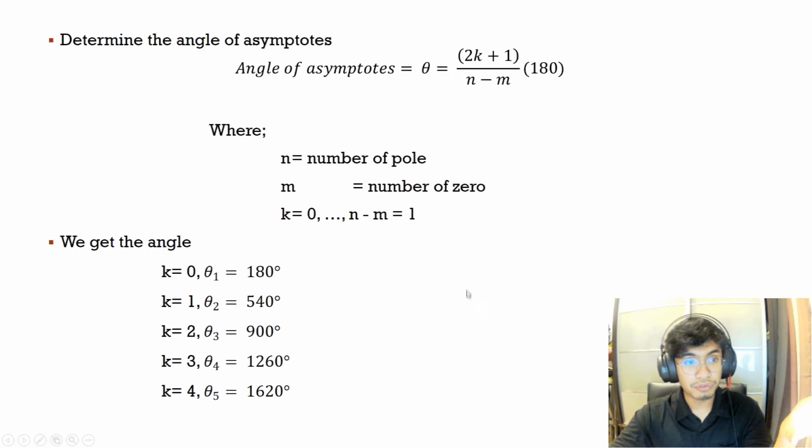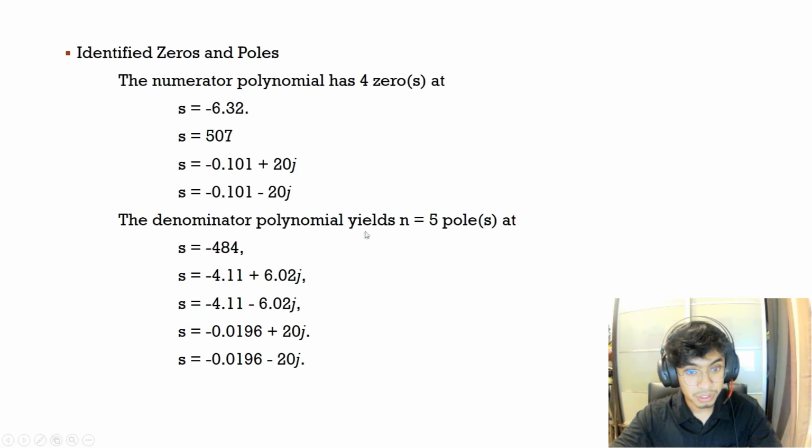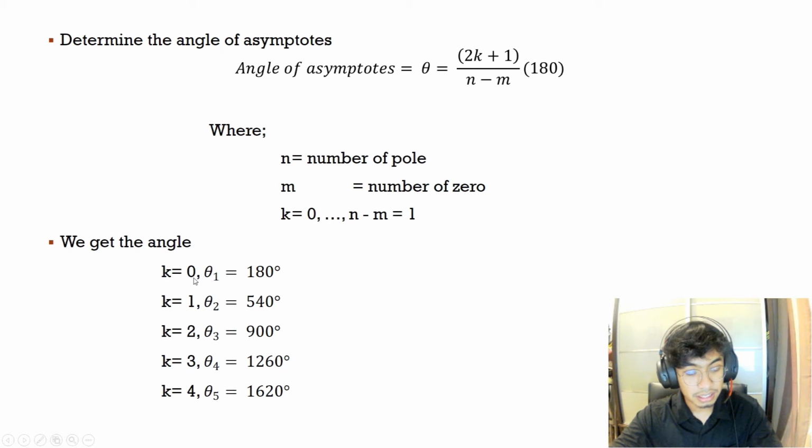Okay, next, after we find the asymptote, we need to determine the angle of the asymptote using this formula, which is (2k plus 1) over (n minus m), where n is the number of poles and m is the number of zeros, multiplied by 180 degrees. k starts from 0 up to the maximum, and since the number of poles is 5, we need to try until k equals 4, because k equal to 0 also counts as 1. So 1, 2, 3, 4, 5. These are the angles of the asymptotes, starting with 180, 540, 180. We know that the root locus coming out from the asymptote will be parallel to the real axis.